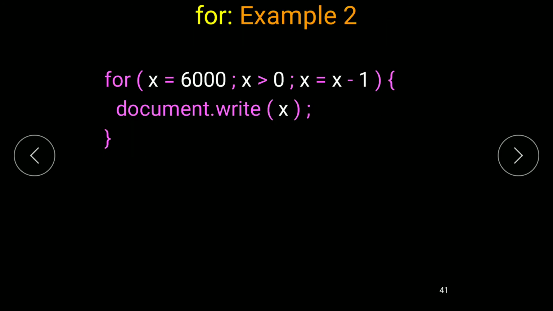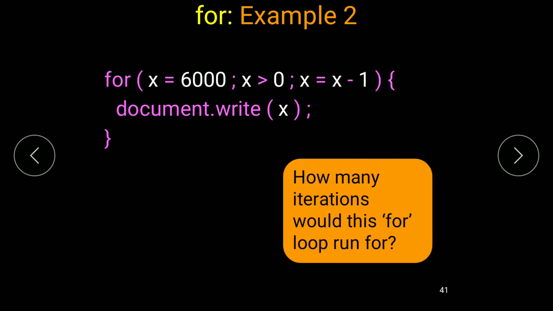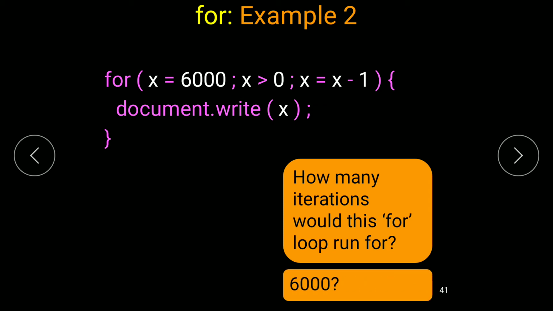Okay. So this is another example of the for loop. Here you can see the x value is 6000, and this for loop will run till 0. Here you can see it decrements the value of x. So how many iterations would this for loop run for? Definitely 6000 times this loop will run. That is the use of the for loop.